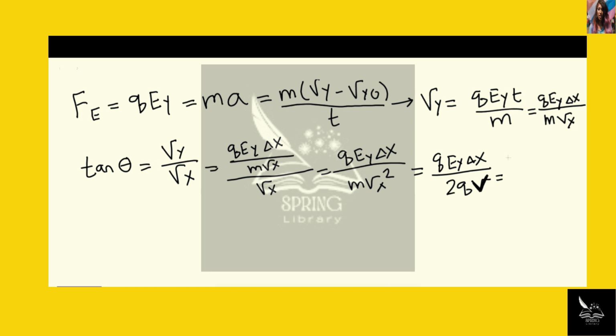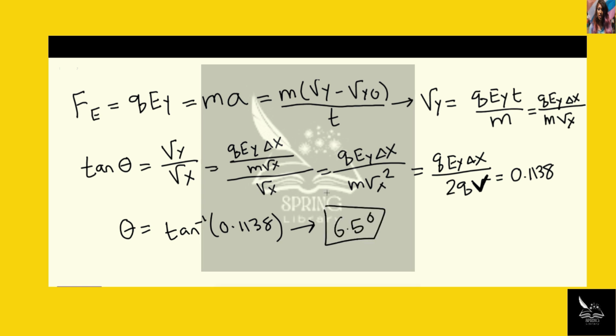So we have about 0.1138 for tangent of theta. Thus, theta is the inverse tangent of that number, 0.1138, which will yield an angle of deflection of about 6.5 degrees. And that's it. We used conservation of energy, we used a little bit of forces, and a bit of trig to arrive at the answer. And that's it.